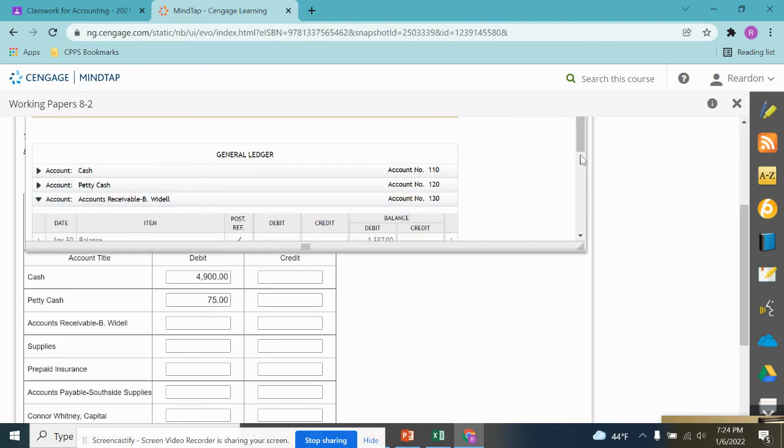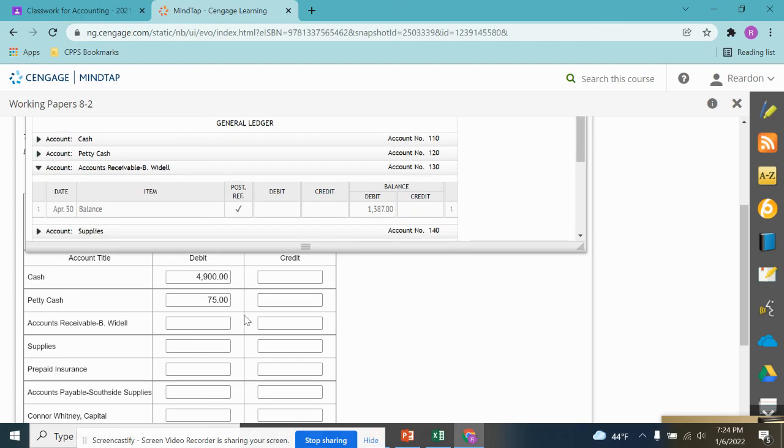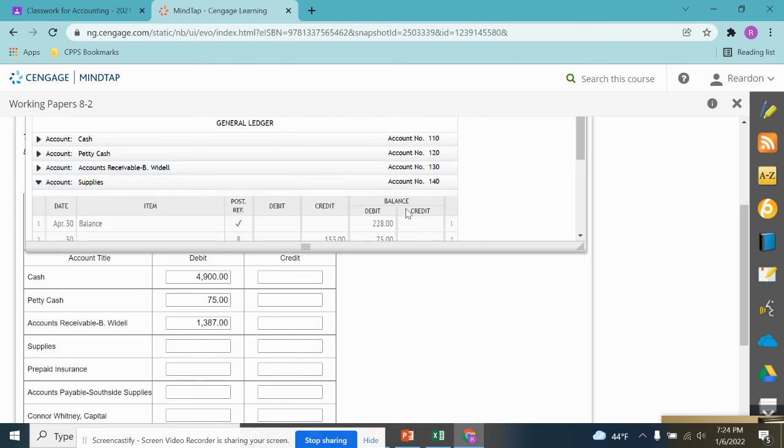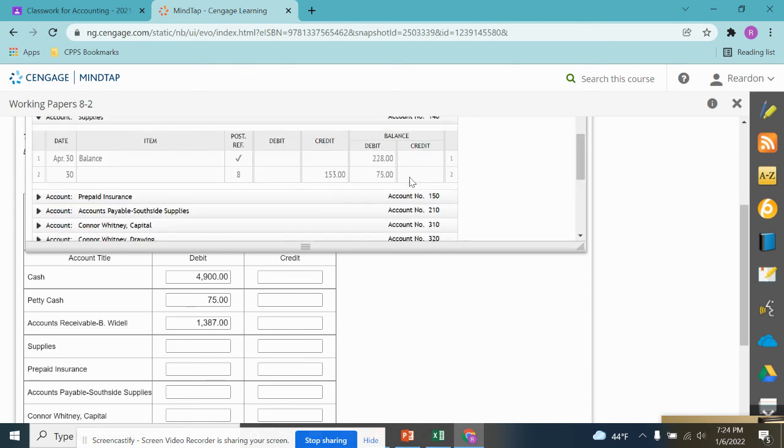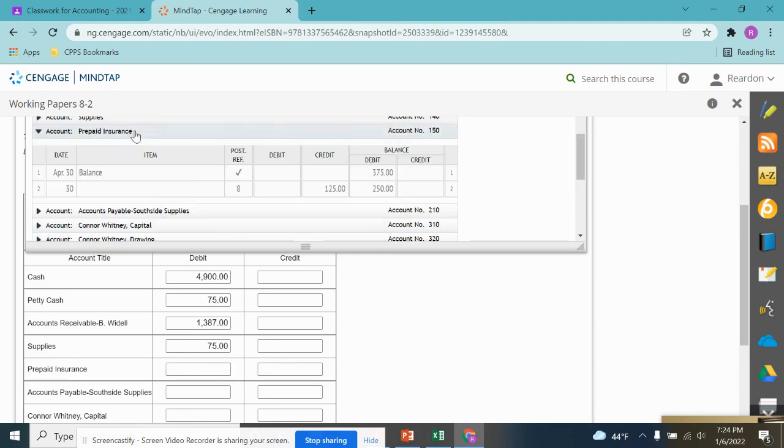Accounts receivable, 1,387. Supplies, 75. Remember, we recorded an adjusting entry to show supplies used. Same thing with prepaid insurance. We did an adjusting entry on that too. We end up with a balance of 250 for our unused insurance.